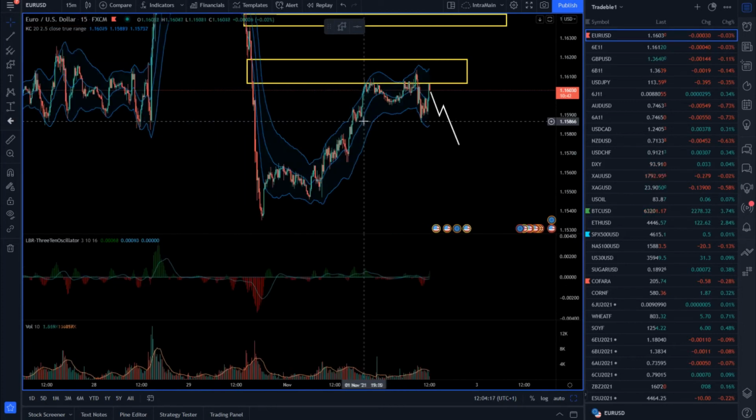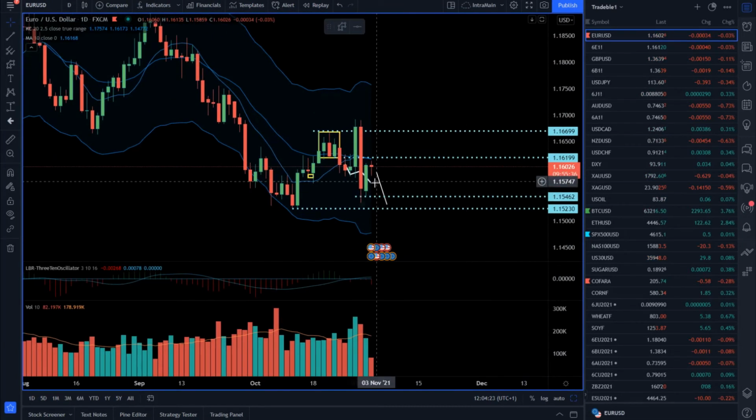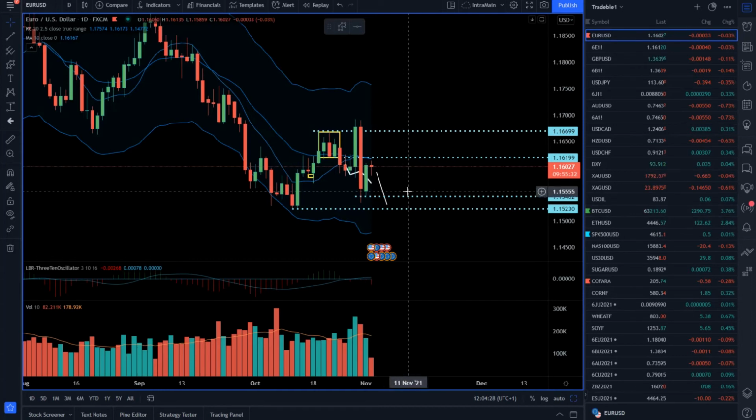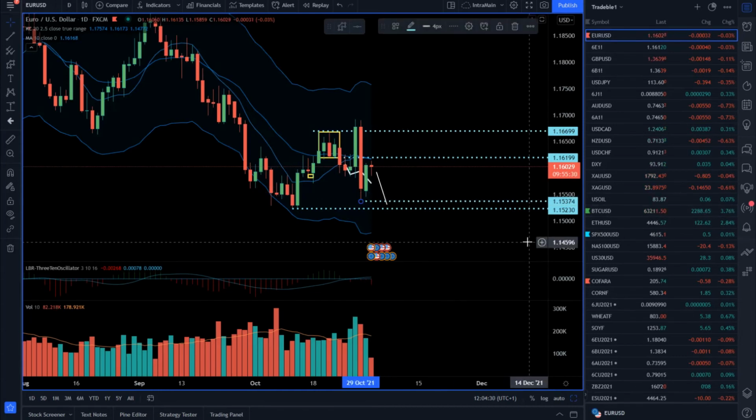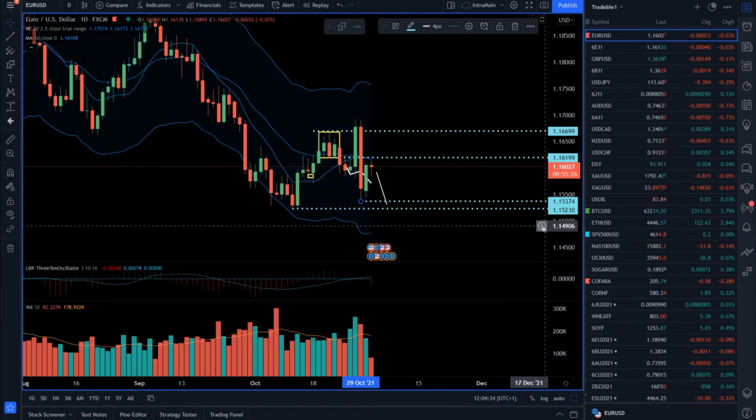So I do expect more downside, and definitely there are areas to watch on the downside. They're set at the previous day low, 1.1545. We also have the 2-day low at 1.1537 and 1.1523.